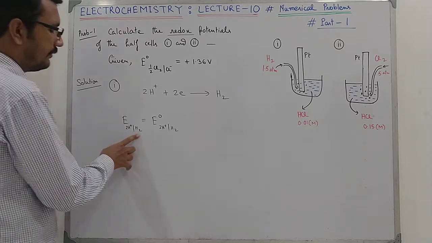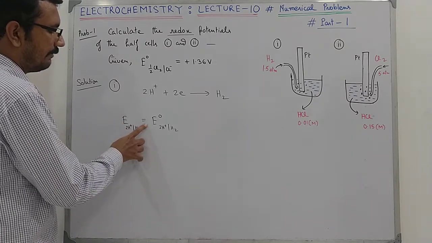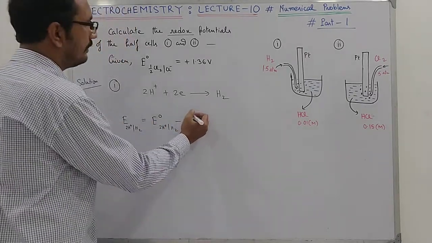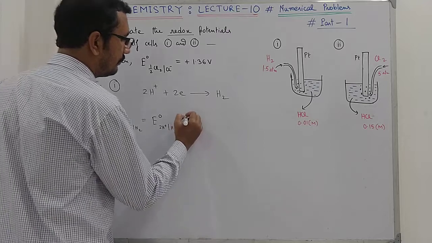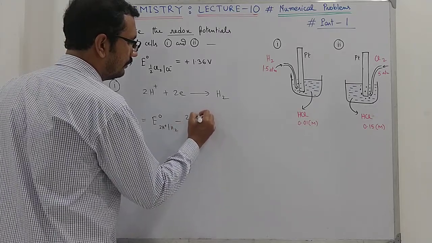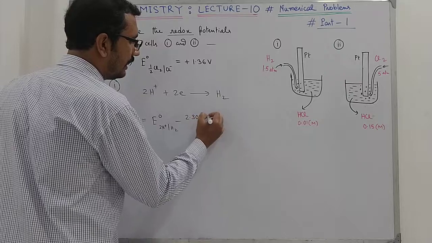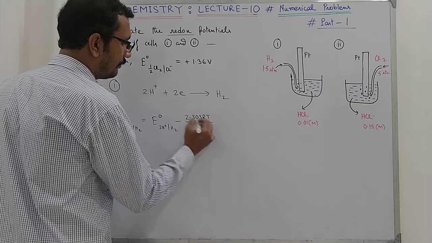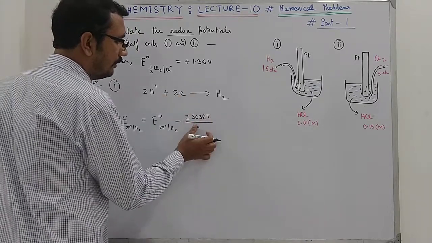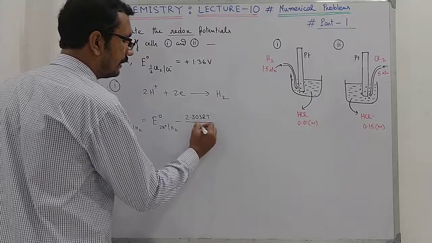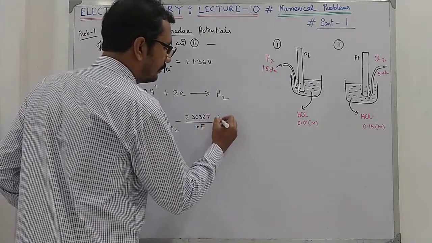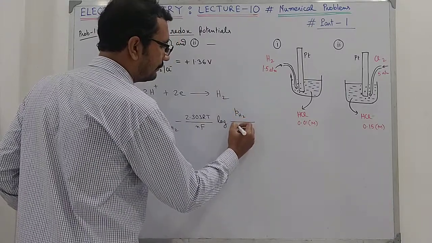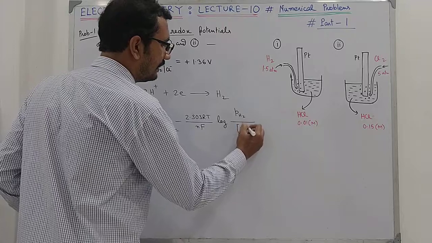So the vertical line is indicating the phase difference. Now E 2H plus | H2, that is the EMF of this half cell, is equal to the EMF in standard state minus, temperature. Is it given? No, temperature is not given. So you have to write here 2.303 RT upon nF. Now see, 2 electron transfer is occurring here. So you put, or rather I will put it in the next line, nF log, here it will be pH2 by the concentration of H plus whole square.